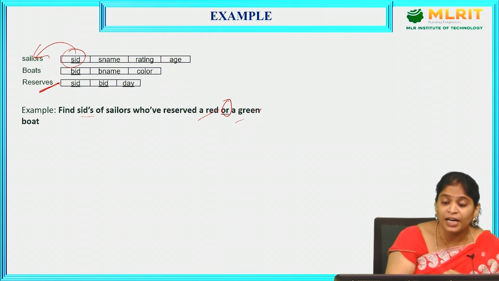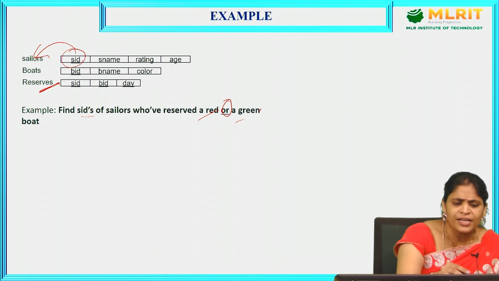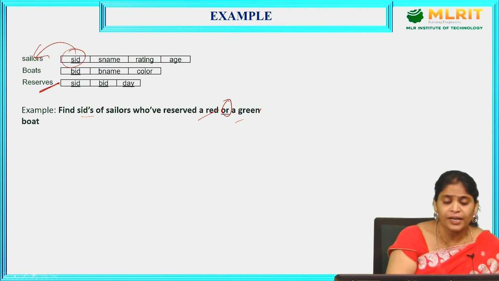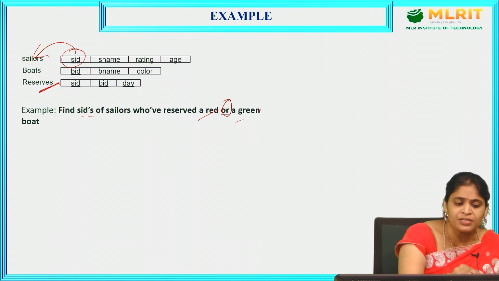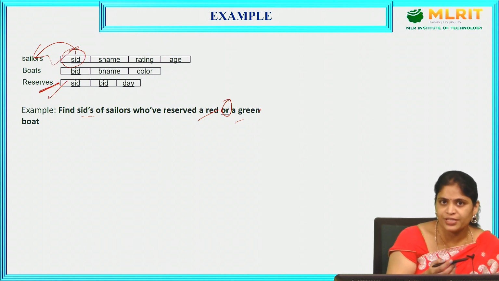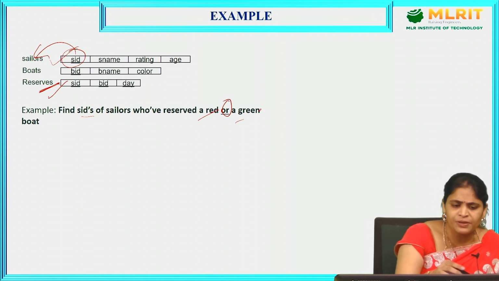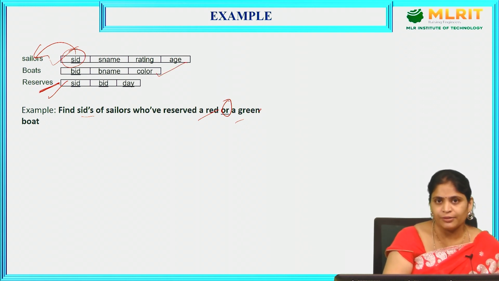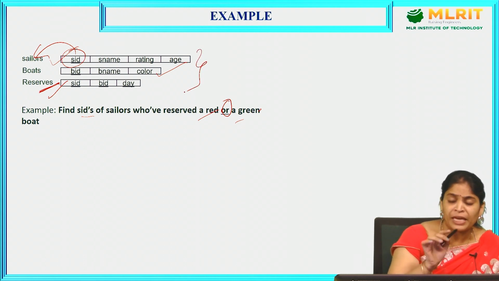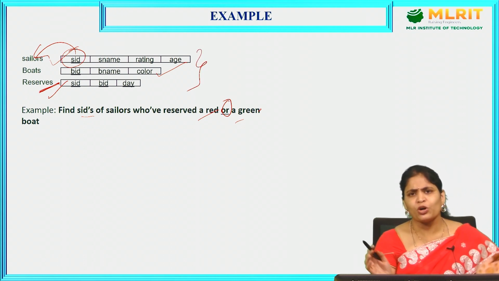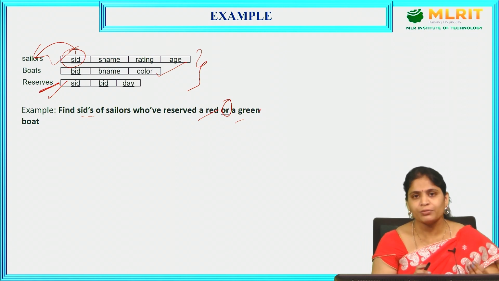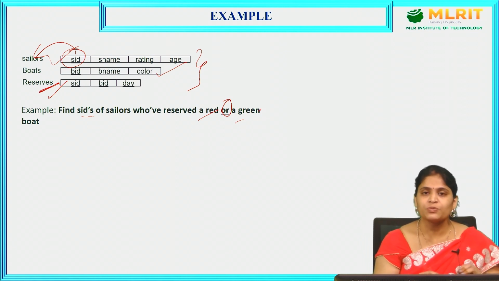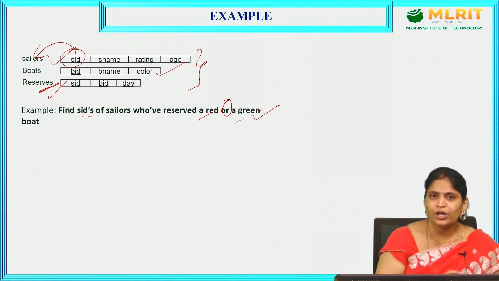The SID is in the Sailors table. To know who reserved, we have to visit the Reserves table to see which sailor has reserved the boat. But the color is in the Boats table, so we must definitely visit the Boats table also to see the color. So the main thing is, with large volumes of data, how many tables we have to visit. This will be understood by understanding the query.